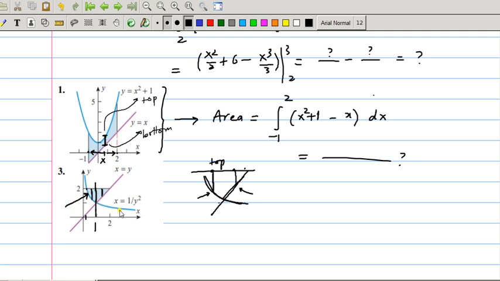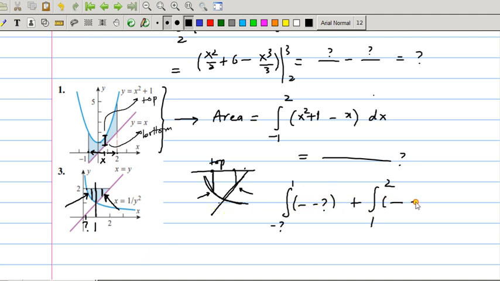So here my top is the same in both the points. Top is the same, but you see, bottom curves are changing. Here the bottom curve is this, here the bottom curve is this. So there are two bottom curves. What should I do? Right? I can do two things.